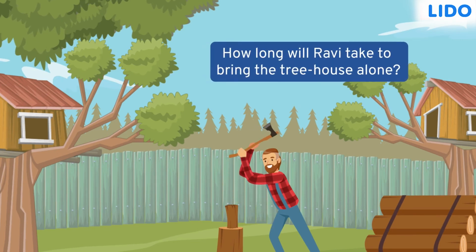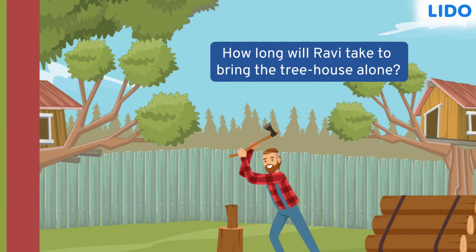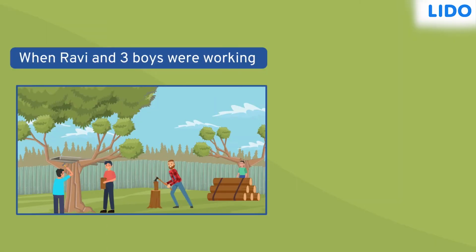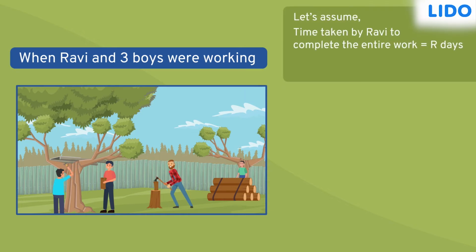How many days do you think it took him then to build a tree house all by himself? To find the answer, let's first frame an equation for the first situation. Let's assume that Ravi alone can complete the job in R days. Hence, the amount of work done by Ravi per day will be 1/R.